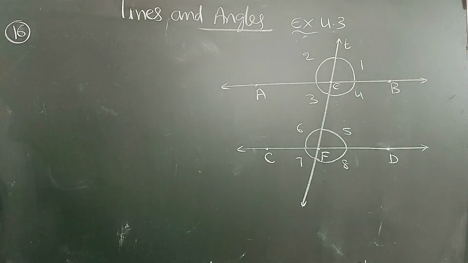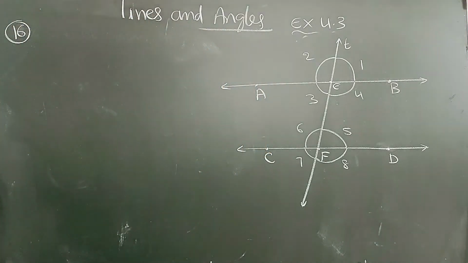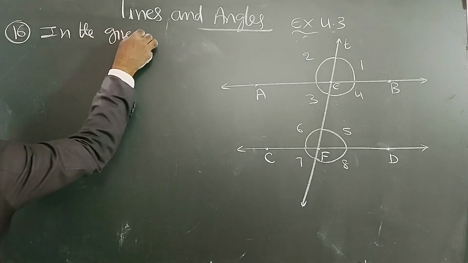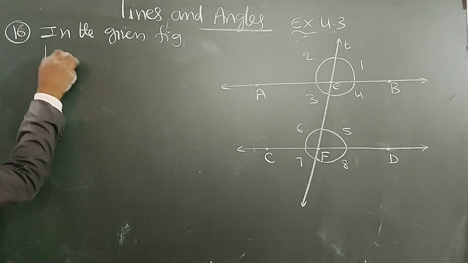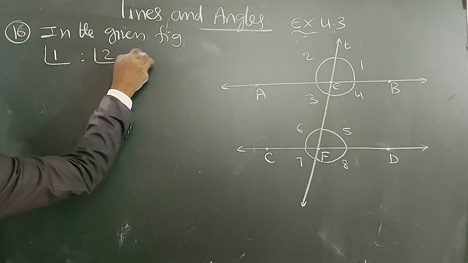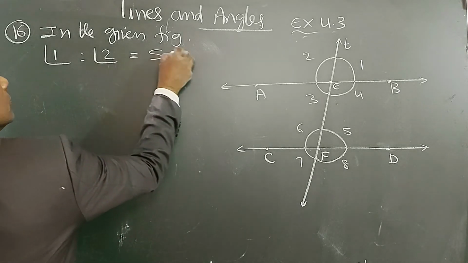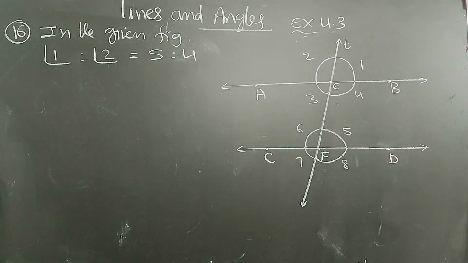This is the given diagram, students. Find the angles. In the given figure, angle 2 to angle 1 is equal to 5:4. This is given, students. That relation is given. See the question.